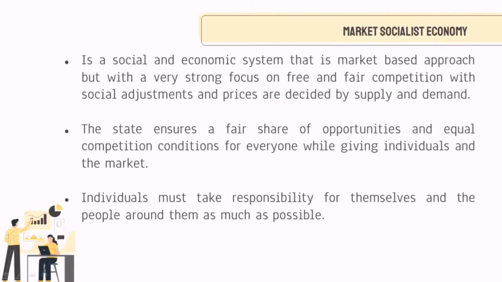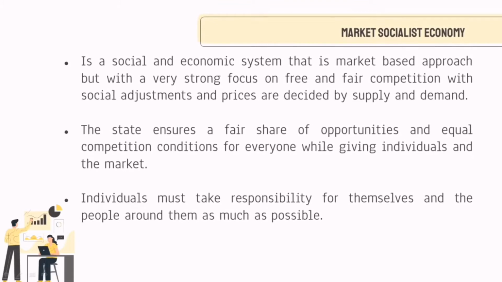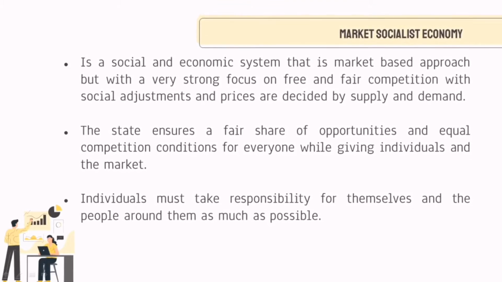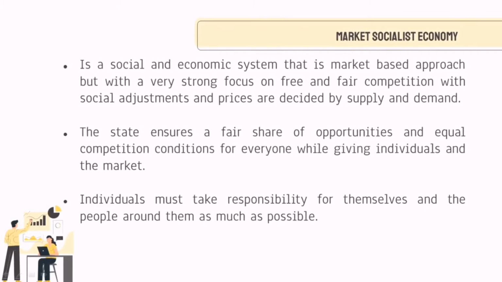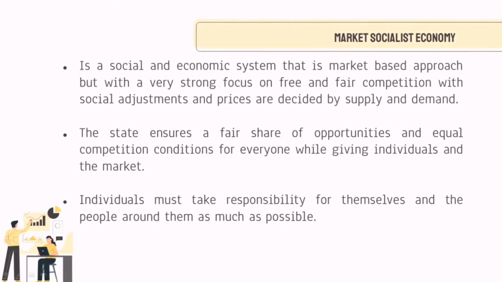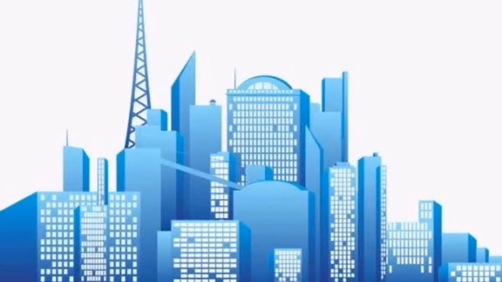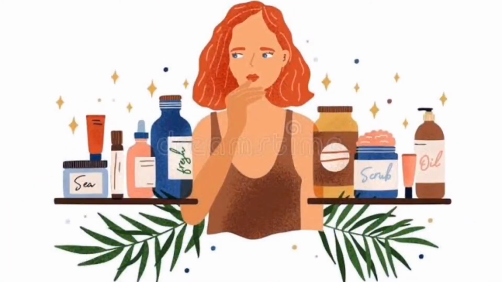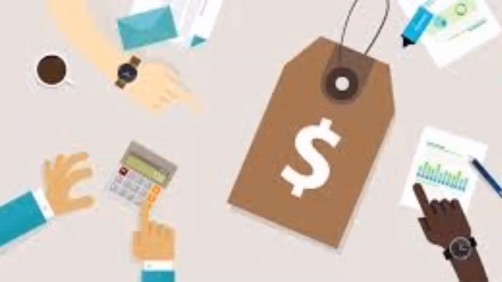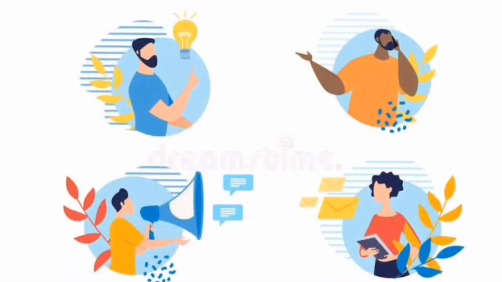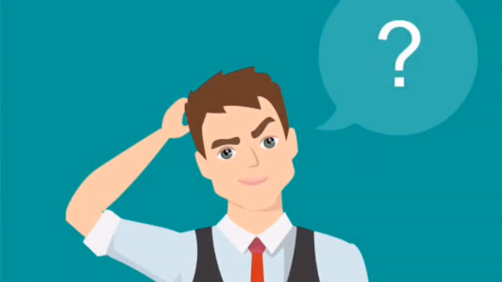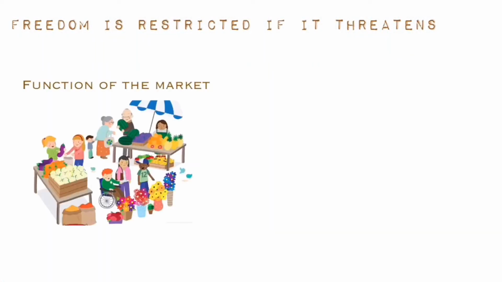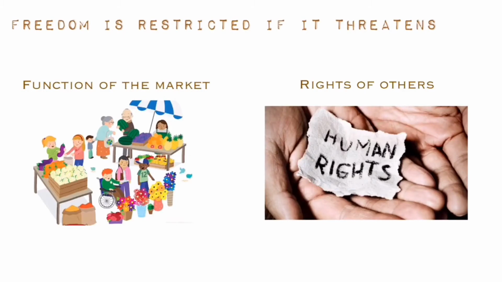The state ensures a fair share of opportunities and equal competition conditions for everyone while giving individuals and the market as much freedom as possible. Like companies can freely decide which products they produce and what price they charge. Everyone decides for themselves which job to do and what they buy. However, freedom is only restricted if it threatens the functioning of the market or the rights of others.